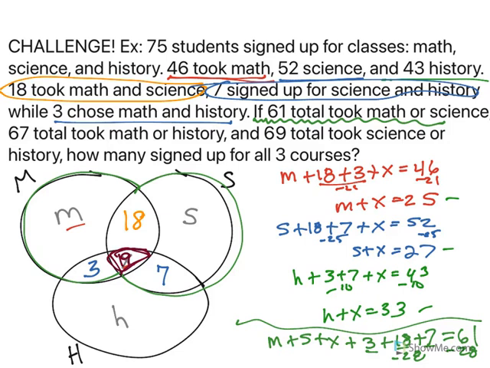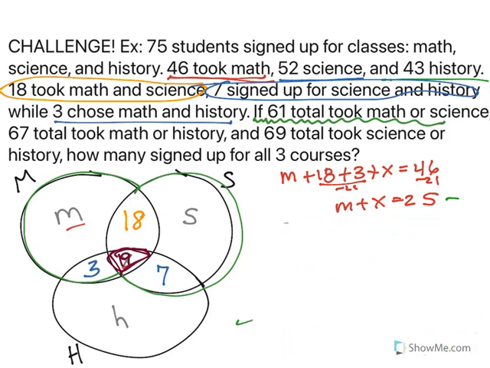And with that, we can then find out how many just took other courses. If I come back here, we know math by itself, math plus X, which is 19, equals 25, that means M is 6. That means there were 6 students who took just math. That's it. And we can go from there.